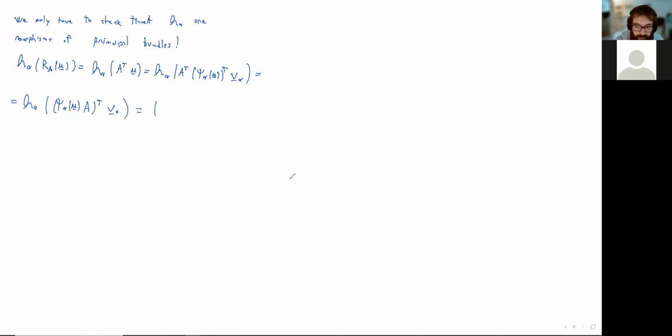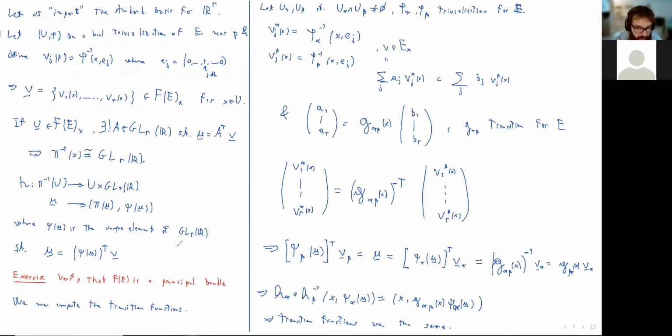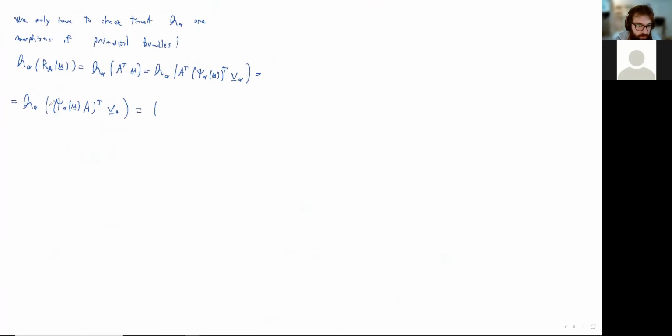But then if we apply our trivialization, this H alpha, where was it here? Here we get the unique matrix such that this is true, and the unique matrix is exactly this one. So what you get is X comma C alpha U times A. Okay, so this in particular gives that this is the correct right action, because the right action here becomes the right action here under the map H alpha.